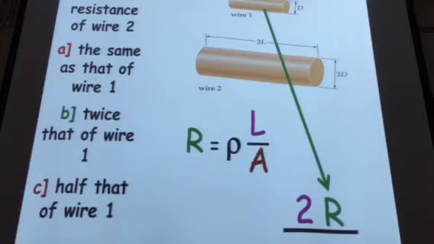No. As a matter of fact, what happens to the diameter? When we say the diameter doubled, the radius doubled also. But it looks like the cross-sectional area of a wire is the area of a circle.